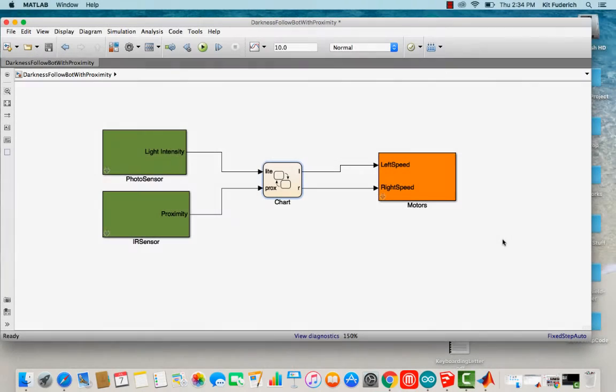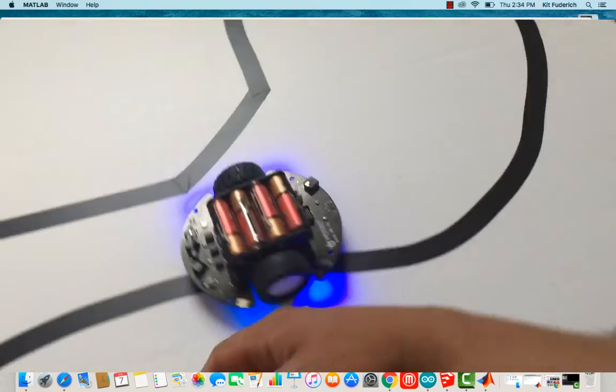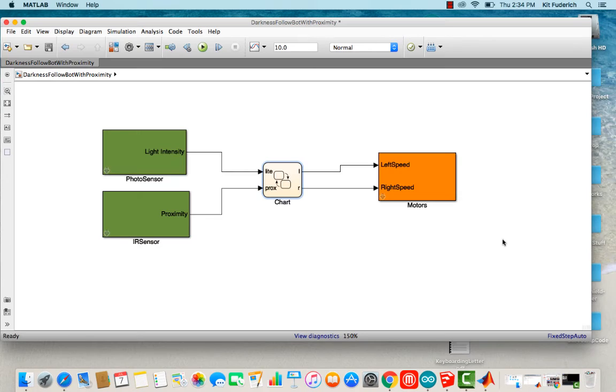So this is my DarknessFollowBot code, and what I've tried to do with this Simulink model is create a robot that follows your hand around, because your hand casts a shadow onto the robot, and with two light sensors on the right and left side of the Mini-Q, we can figure out directionality as to where it should turn. If we're trying to get it to follow your hand, bump into it, or even kiss it.